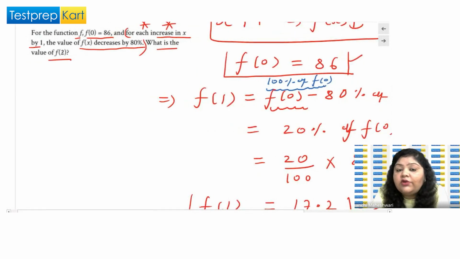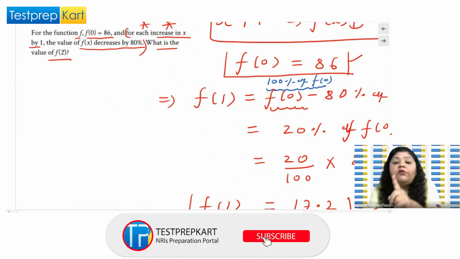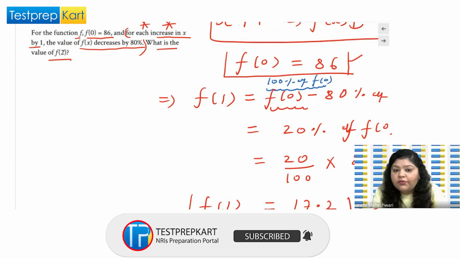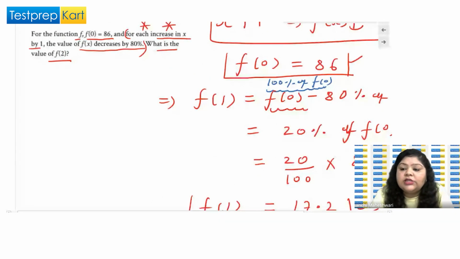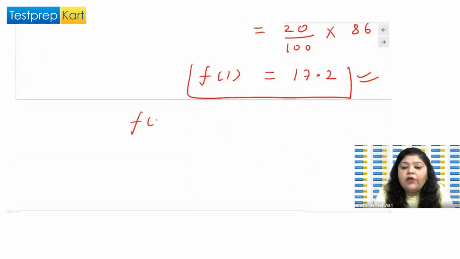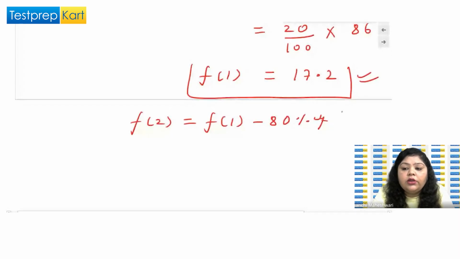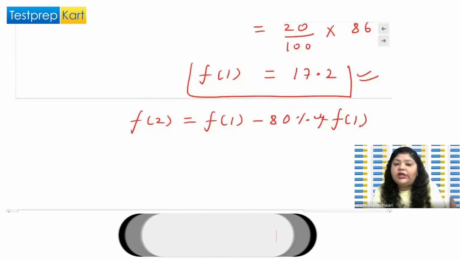Now have a look at what the question is asking. It is asking for the value of f of 2. That means you have to apply the same thing one more time, but now with the help of the value of f of 1. Are you getting my point? Now apply the same logic again for f of 2. If I want to find f of 2, it would be f of 1 minus 80% of f of 1, the same logic as we did for f of 0.